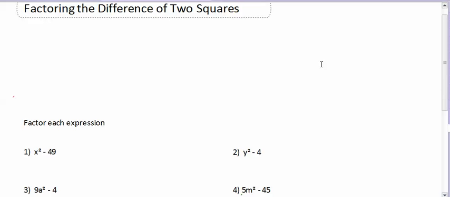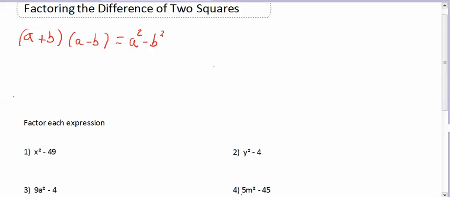Okay, today we're going to be factoring the difference of two squares. Earlier we had worked with just the difference of squares, and that formula was this one that said a plus b times a minus b is equal to a squared minus b squared. So this is the same type of question, except they're going to give us the a squared minus b squared, and we have to figure out what the two parentheses are.